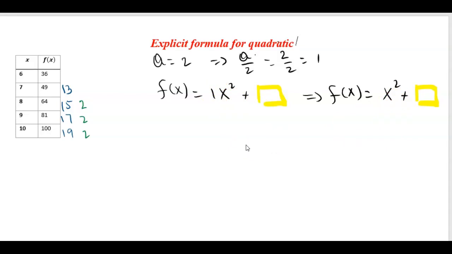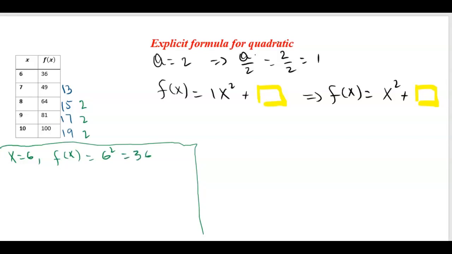Now we're going to do some guessing. So I'm going to go down here and plug in some numbers. If x is 6, then f of x will be 6 squared, and 6 squared is what? 36. So I don't have to do anything. So far it is good. So let's check some more.